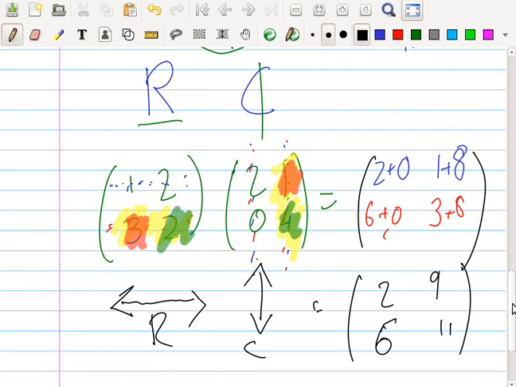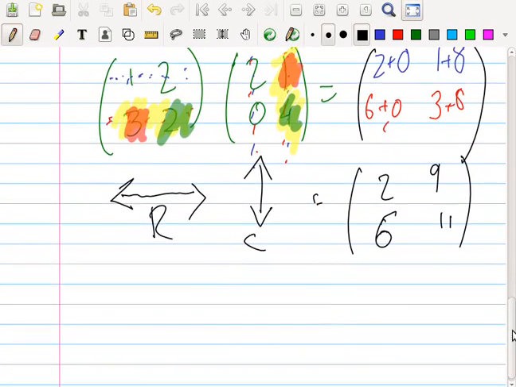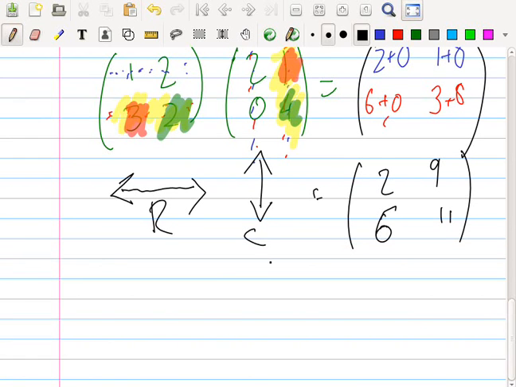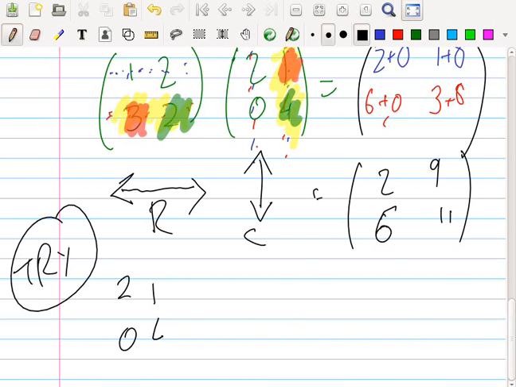Now, just to make sure you're happy with this, I'll give you one to try and then I'll do the answer with you, okay? So I want you to try this for me. 2, 1, 0, 4 multiply 1, 2, 3, 2.